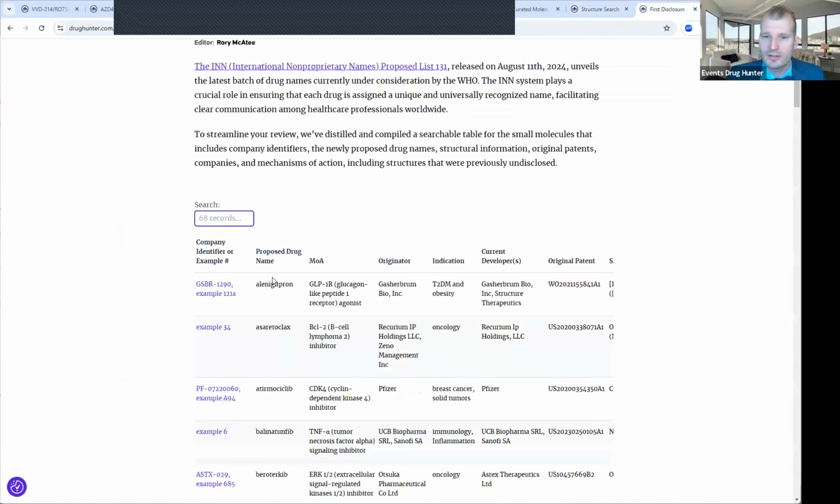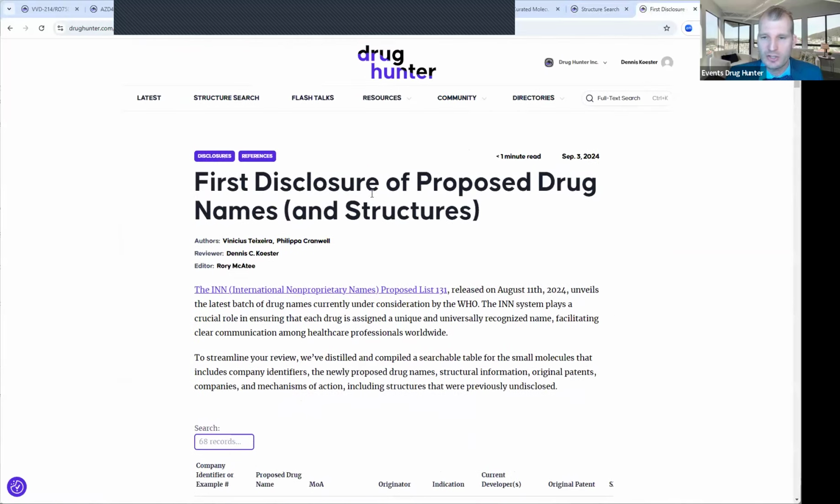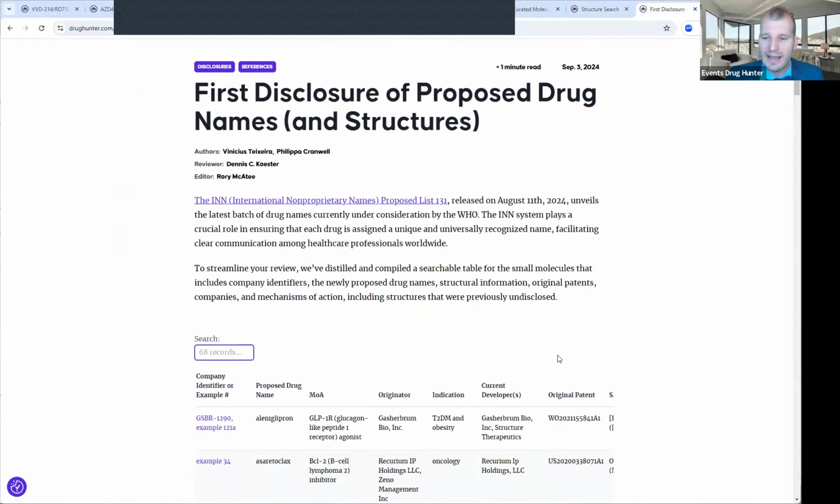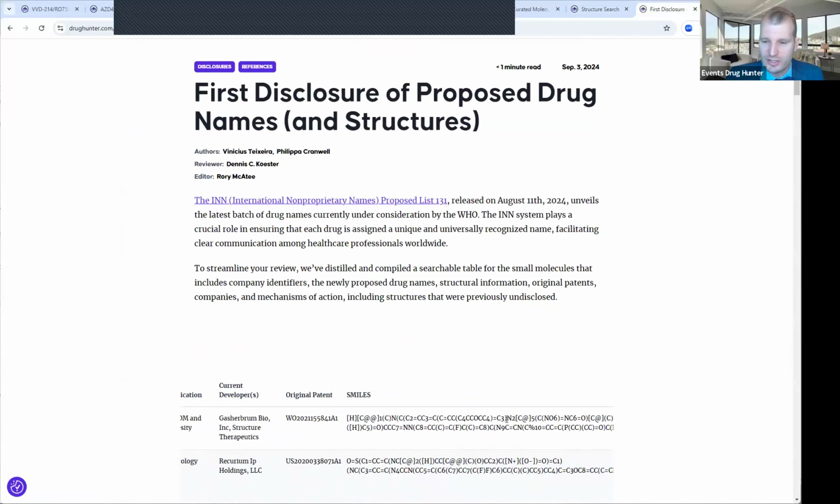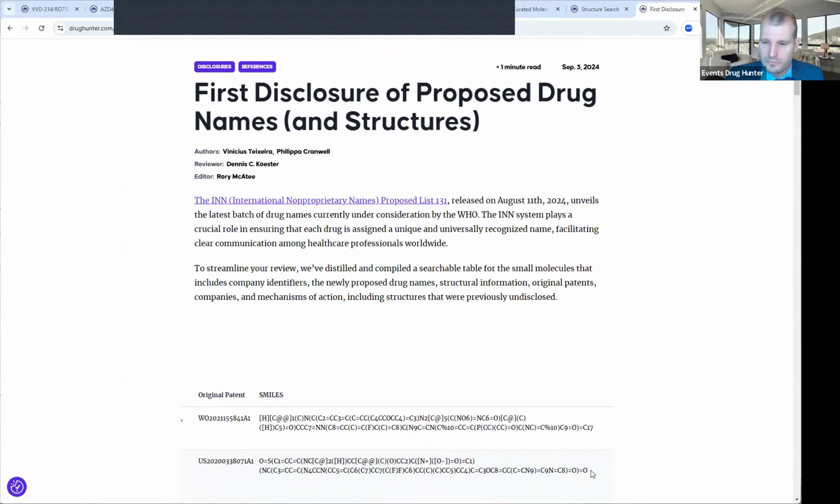So with our first disclosure hit list here, we actually just recently also made the INN list searchable. Where that comes in handy is you can find really interesting structural features that are being disclosed in this INN list before maybe being publicly disclosed. And we offer the SMILES string here.